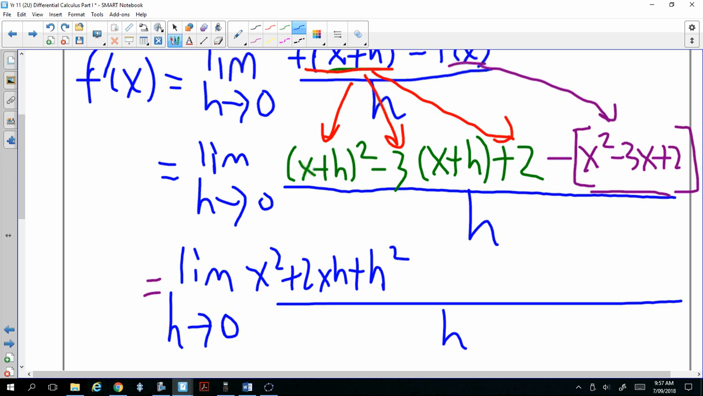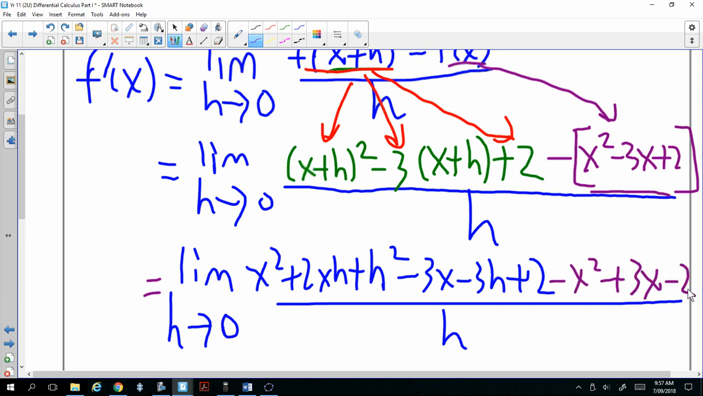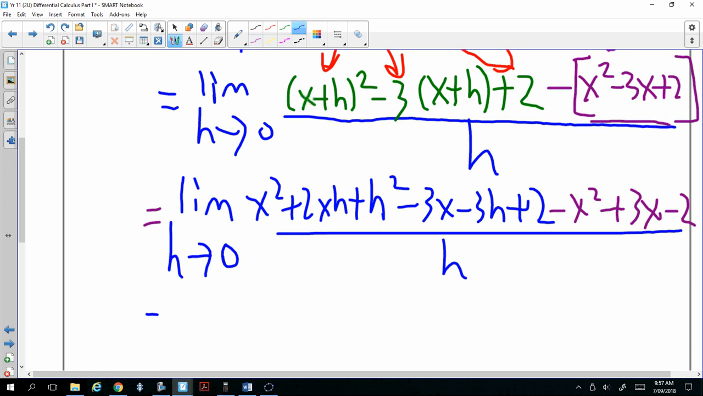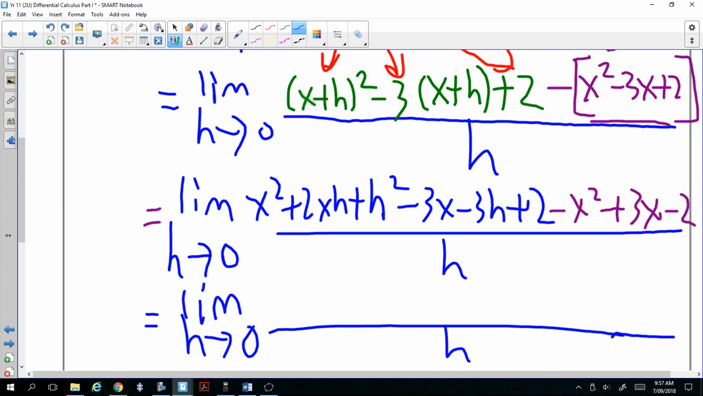Yes? Okay. Now, what should we do next? Collect like terms. Now, there's a trick to it. Every term that doesn't have an h in it will get cancelled. Can you see the x squared doesn't have an h? They get cancelled. The 3x doesn't have h, cancelled. So all the purple terms get cancelled. You should only be left with everything with an h in it. If not, you made a mistake. So on the numerator, every term must have h. If there's a term without h, you made a mistake.